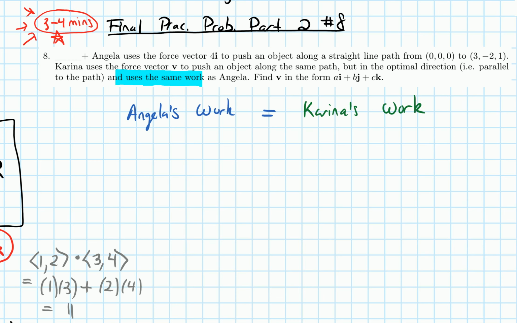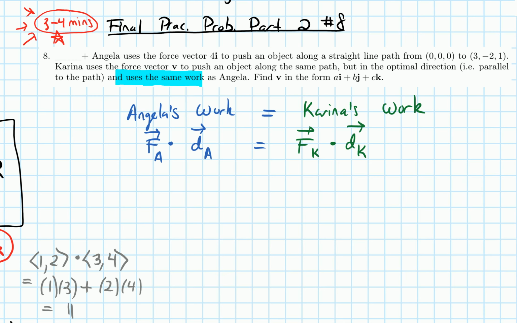We reviewed at the beginning of this video how to compute work using dot products. For Angela's work, the formula for work is you take the force vector and you dot it with the displacement vector. But since I'm going to have to do this for both people, I'm going to add some subscripts. For Angela, I'll put A as a subscript. So Angela's force vector and Angela's displacement vector equals, and on the other side, I'll do the same thing with Karina: F subscript K dotted with D subscript K.